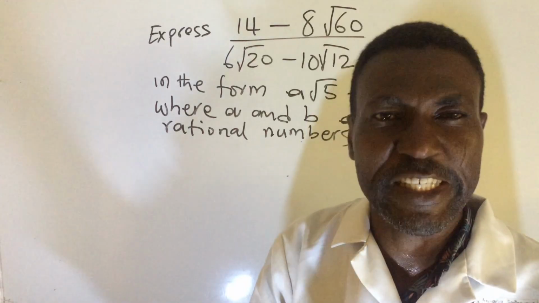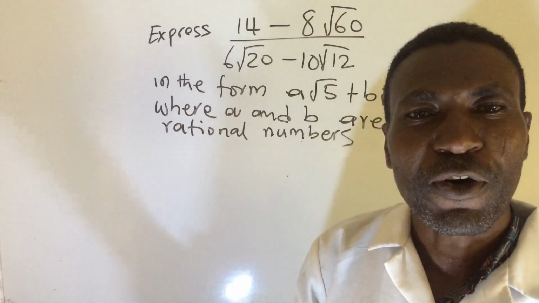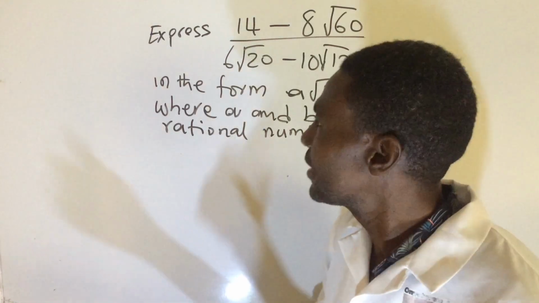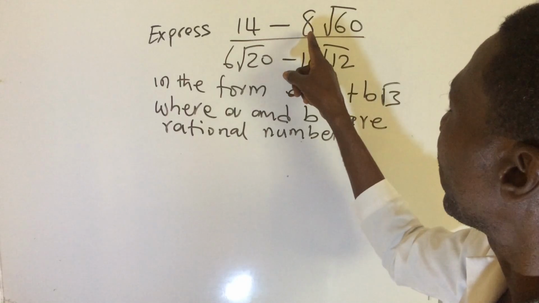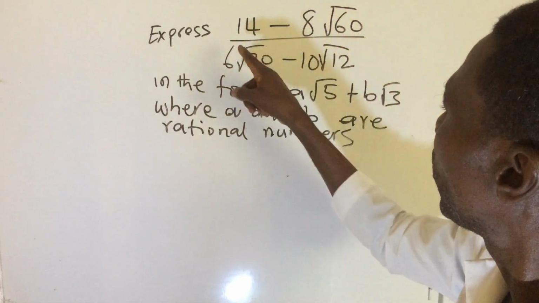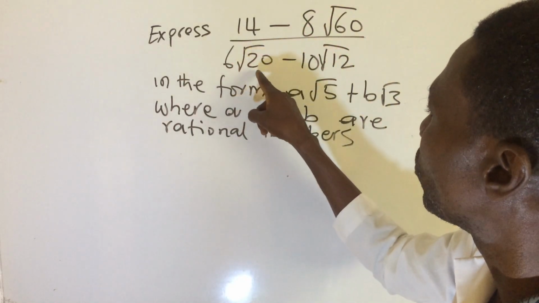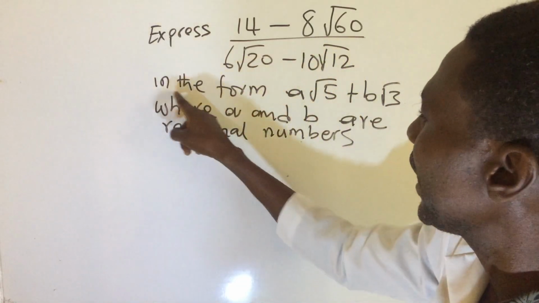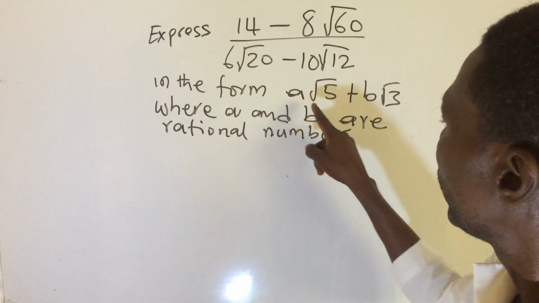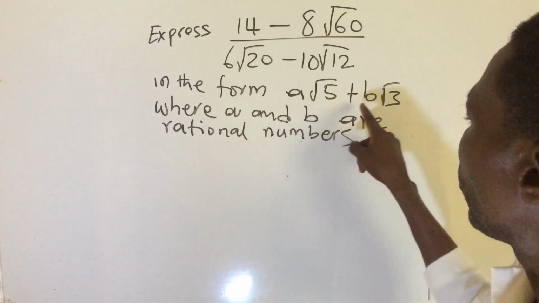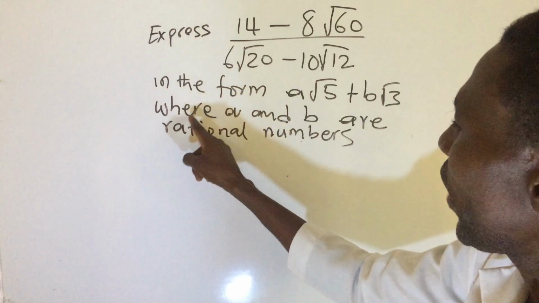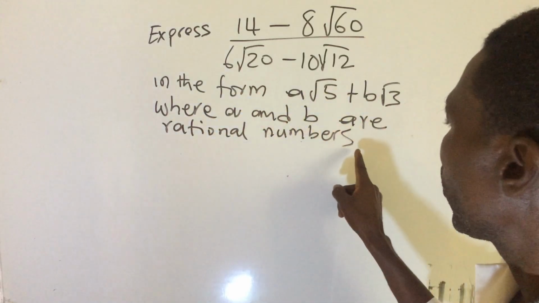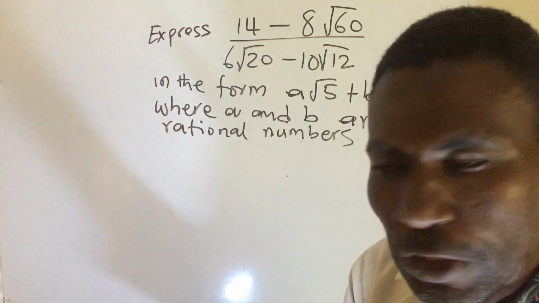This is an interesting question from surds rationalization. The question says, express (14 minus 8 root 60) all over (6 root 20 minus 10 root 12) in the form A root 5 plus B root 3, where A and B are rational numbers. This is how to solve it.